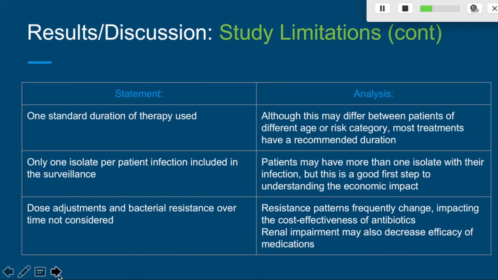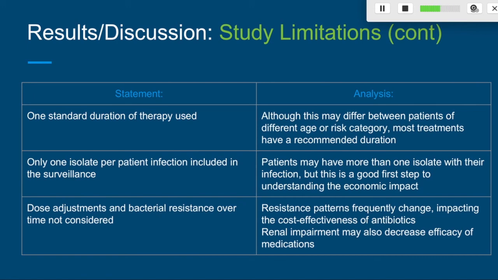Another limitation mentioned by the authors is that the model used one standard duration of therapy. Patients in the model received empiric antibiotic therapy for 3 days and then were observed for another 3 days. We agree with this limitation because many infectious guidelines recommend standard duration of therapy, which may be tailored based on a patient's age or risk category.